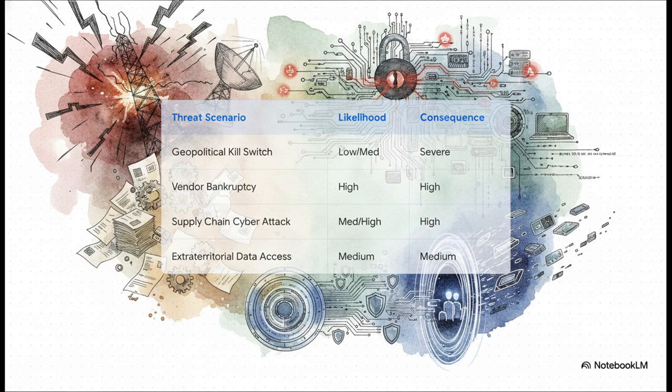A supply chain cyber attack sits at medium to high likelihood with the threat of a ransomware cascade and fines. Extraterritorial data access, like the U.S. Cloud Act, is a medium likelihood, medium consequence threat involving data sovereignty breaches. This matrix is exactly how you start prioritizing your defenses.